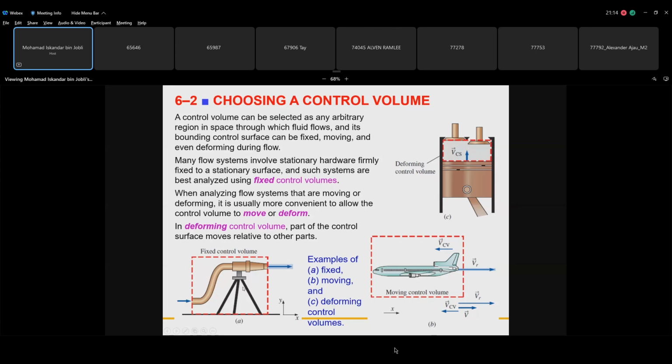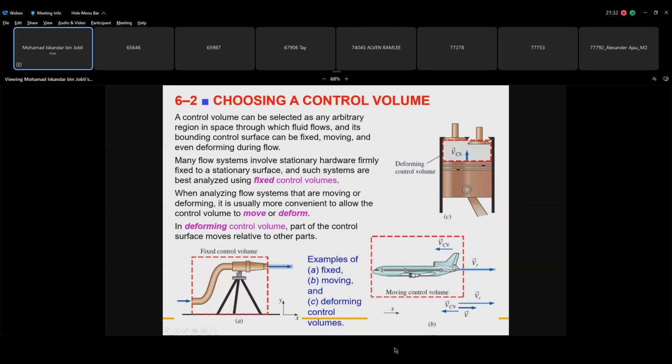I always tell this to my students: what does it mean by control volume? It is the volume of study. You are studying the 3D situation of this area. This area is the area of study, the volume of study. So it is called a control volume.